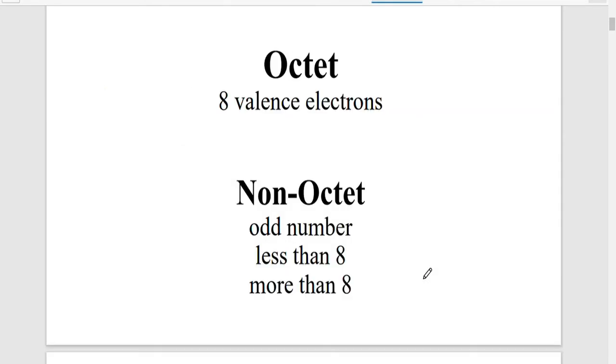Some compounds follow the octet rule in their Lewis structure, meaning that they have 8 valence electrons, and some do not. Either they have an odd number of electrons, less than 8, or more than 8 electrons.